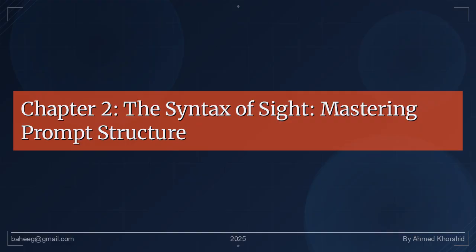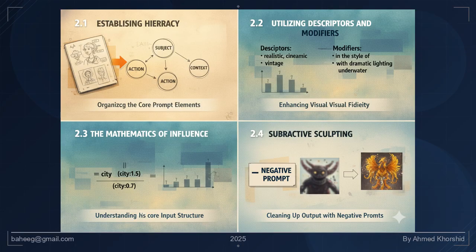Chapter 2, The Syntax of Sight: Mastering Prompt Structure. Section 2.1, Establishing the Hierarchy of Subject, Action, and Context. Section 2.2, Utilizing Descriptors and Modifiers to Enhance Visual Fidelity. Section 2.3, The Mathematics of Influence: Understanding Weights and Emphasis Tokens. Section 2.4, Subtractive Sculpting: Cleaning up Output with Negative Prompts.